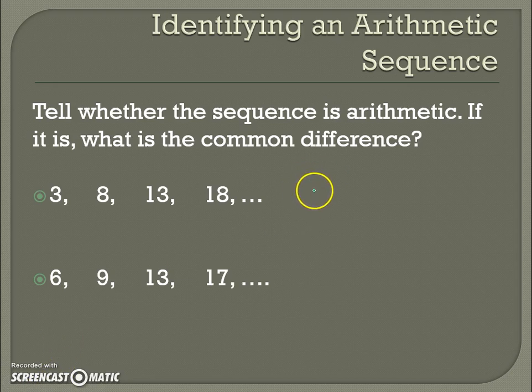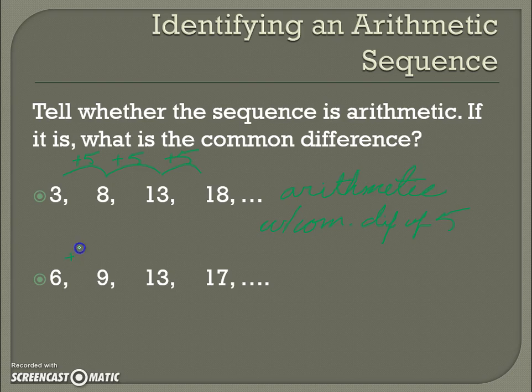It says tell whether a sequence is arithmetic. If it is, what is the common difference? So I look for something that's happening every time. So that's plus 5. This is plus 5. And this is plus 5. There is a common difference between all these values of 5. So I'd say arithmetic with a common difference of 5.